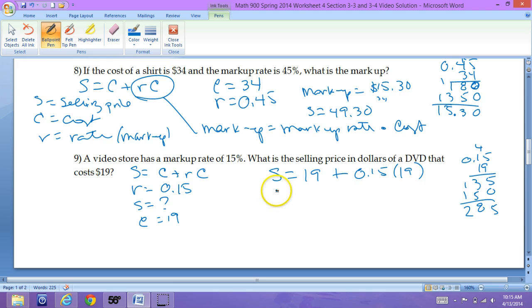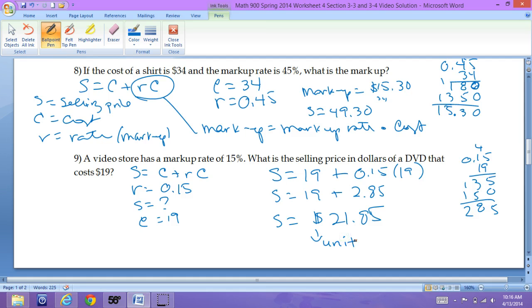So it looks like it's $2.85, which means the selling price is $21.85. And you can leave it as S equals $21.85 so long as you have this dollar sign. I will take off a point if you do not have a dollar sign, because otherwise I'm going to say 21.85 what? Inches, feet, sailboats, who knows, because you haven't told me.